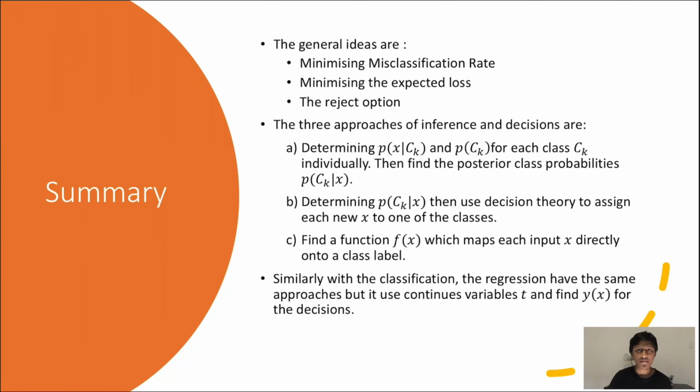Next, we have three approaches to making inference and decisions. The first is computing the joint distribution by calculating the class conditional densities, and the classifier for each class Ck individually, and then computing the posterior class probabilities. The second is determining the posterior probabilities directly, and then using the decision theory we have discussed before. The last approach is creating a function which maps x into the class label. Similarly, regression has the same three approaches, but it uses t in continuous form and finds y(x) for the decisions. So that's all for my presentation.